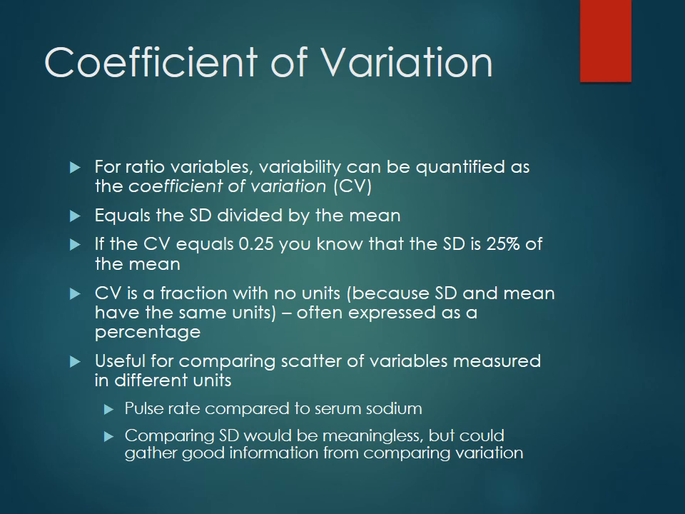Here, if you were to have two different things you want to measure, say like you want to compare pulse rate versus serum sodium, you can't really do that because it's kind of apples to oranges. But by determining the coefficient of variation between those two, you can make a little bit better connection there. Because here you have the standard deviation divided by the mean, and that's going to give you a percentage basically, or percentage of variability there.